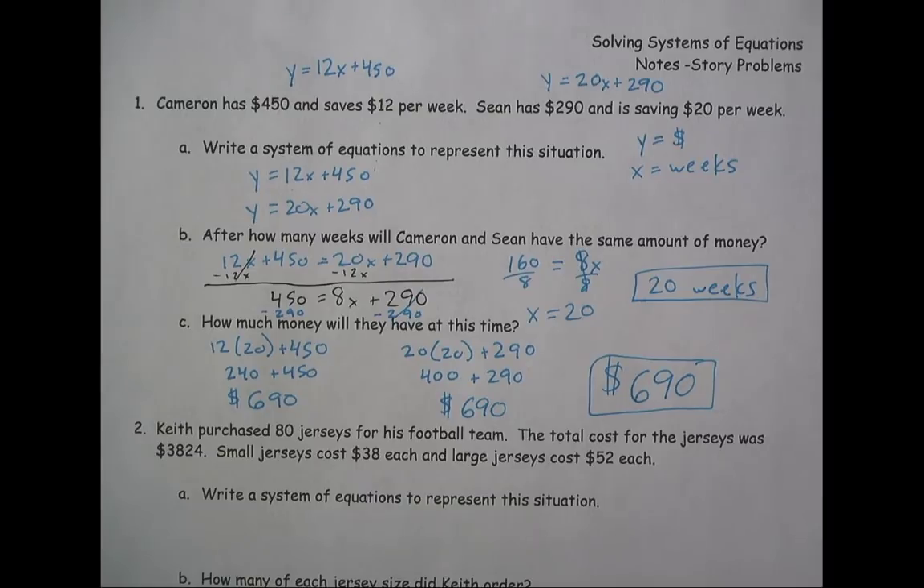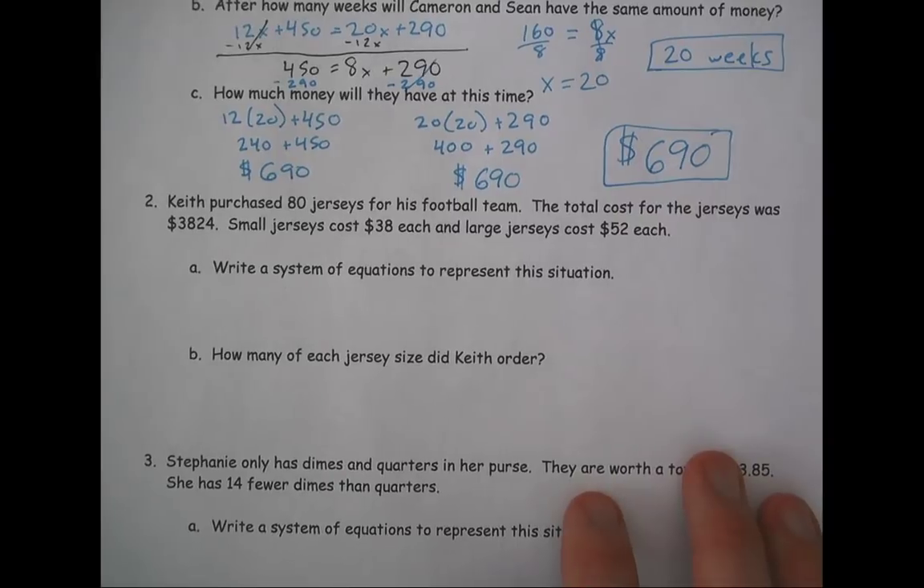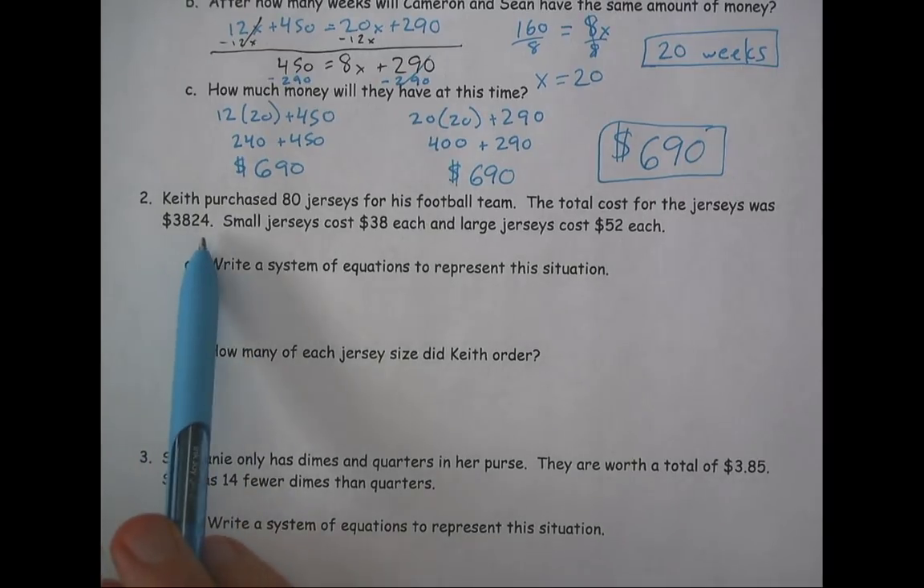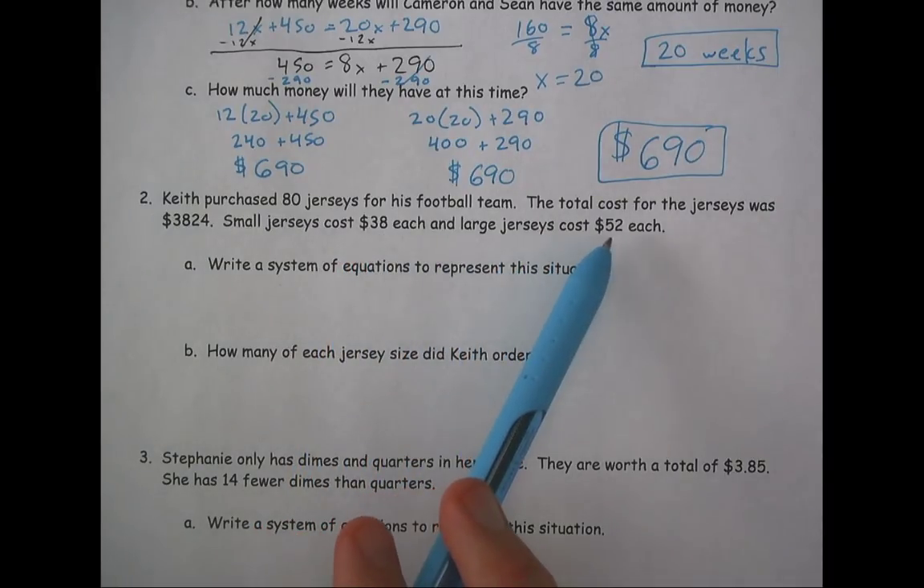So now let's look at some ones that are different from things we've looked at before. So number 2. Keith purchased 80 jerseys for his football team. Total cost for the jerseys was $38.24. Small jerseys are $38. Large jerseys are $52.